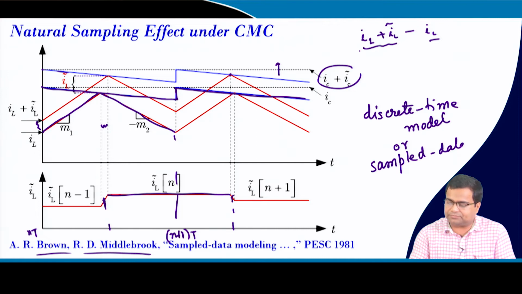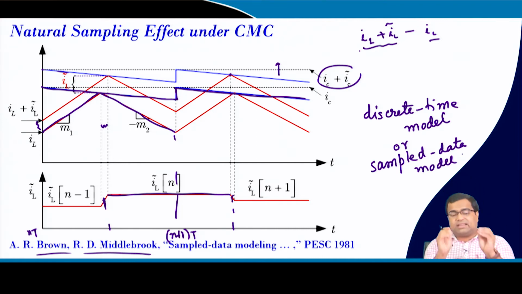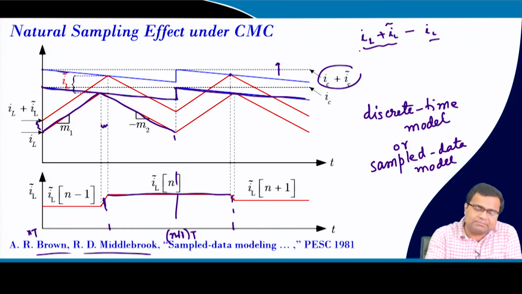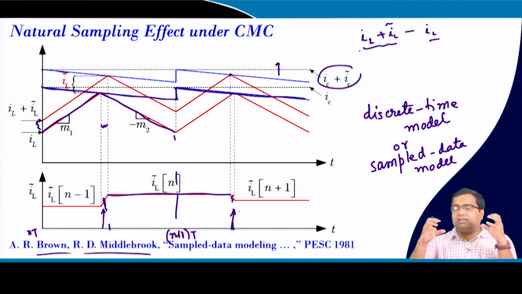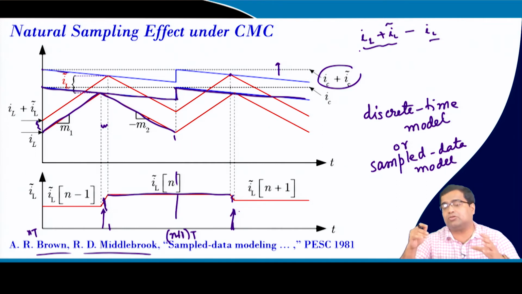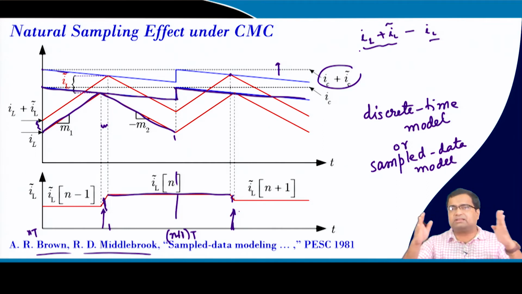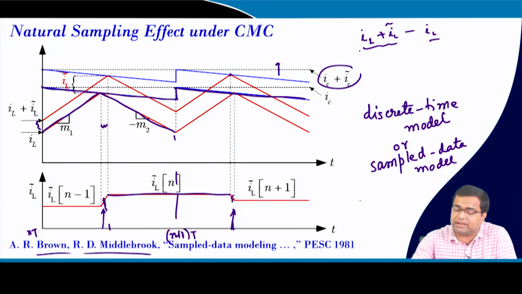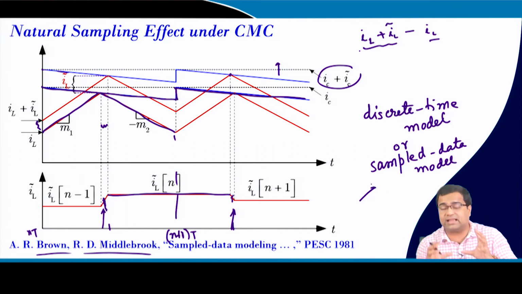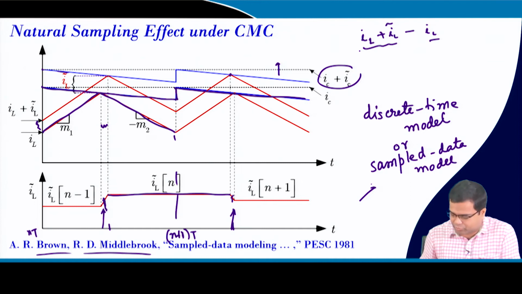Data model. Sample data model means we are modeling between the two sampling instants. But the discrete time one is more generic, that means the sampling time can be smaller than the switching period and so on. Here there is no actual sampling, it is like a stroboscopic or virtual sampling, just to create a model of the system, right, the sample data model.